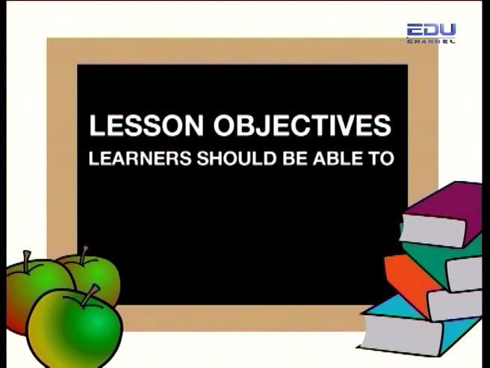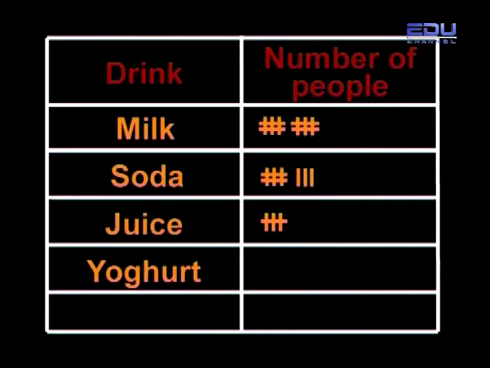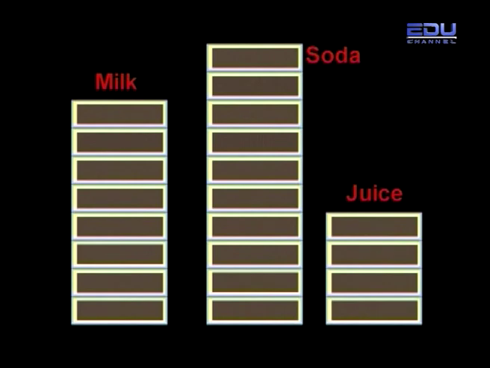By the end of the lesson, you should be able to represent data, read and interpret bar graphs and pie charts. What do you remember about what we did when we studied bar graphs before? For instance, what were some of the activities that we did? I remember that you asked us to collect information about our favorite drinks for a party from everyone in the class. Then we matched the favorite drinks by filling up matchboxes.